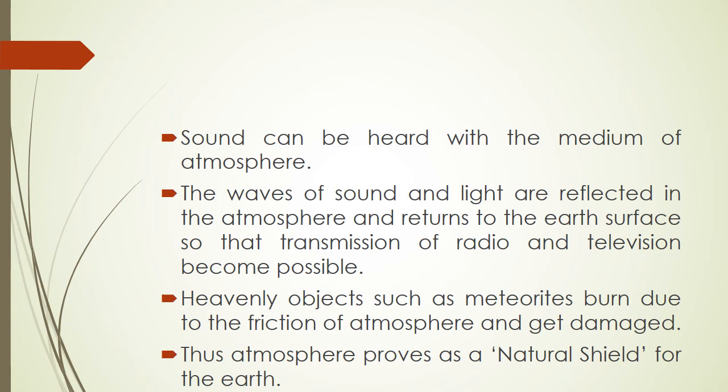Heavenly objects such as meteorites burn due to the friction of atmosphere and get damaged. The asteroids and meteorites are moving around freely in space, but as they enter the Earth's atmosphere, friction happens with it and hence they burn up and get damaged. So, atmosphere proves to be a natural shield for the Earth.